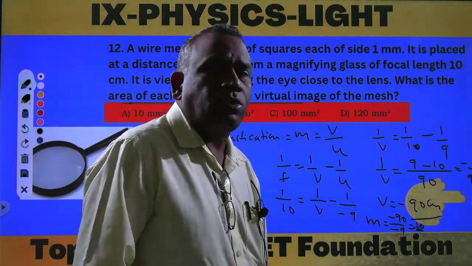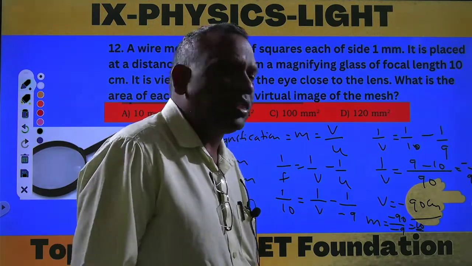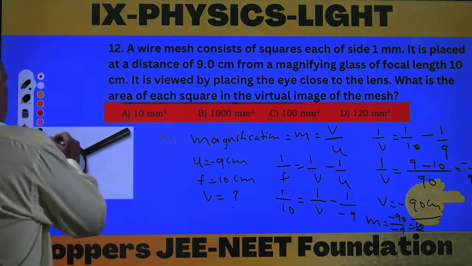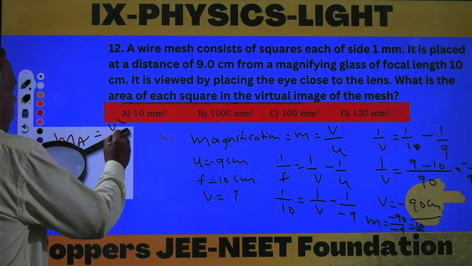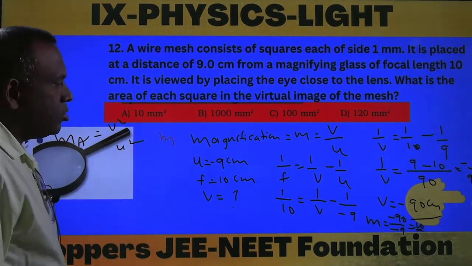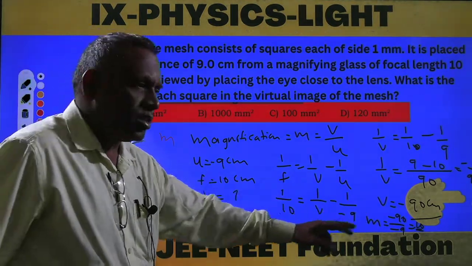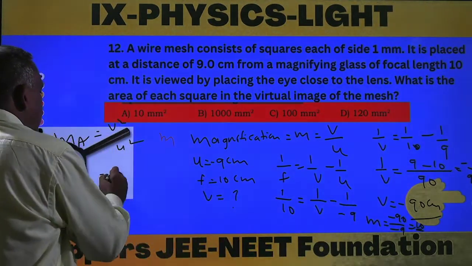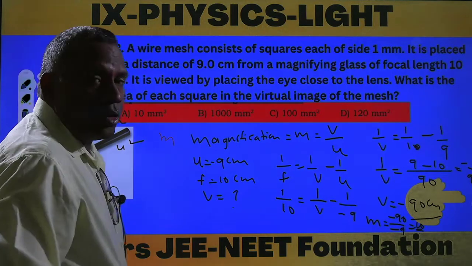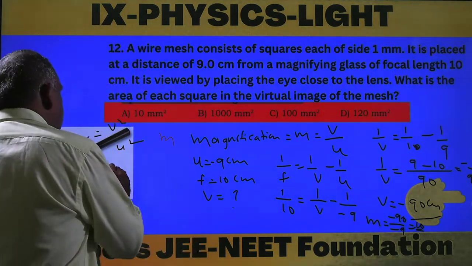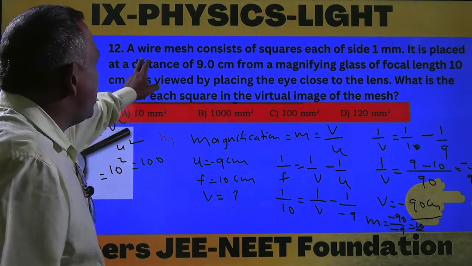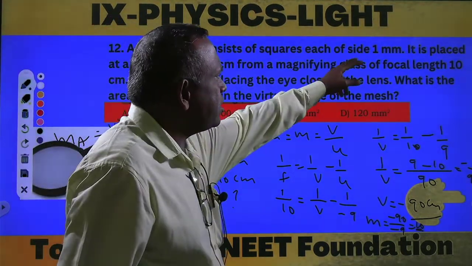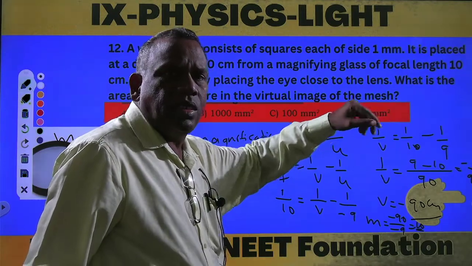Areal magnification should be taken. Areal magnification is nothing but v square by u square. So magnification you got 10, hence areal magnification is 10 square, that is nothing but 100. Now here the wire mesh consists of squares of each side 1 mm.